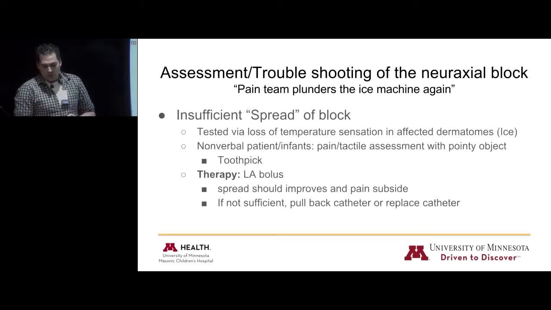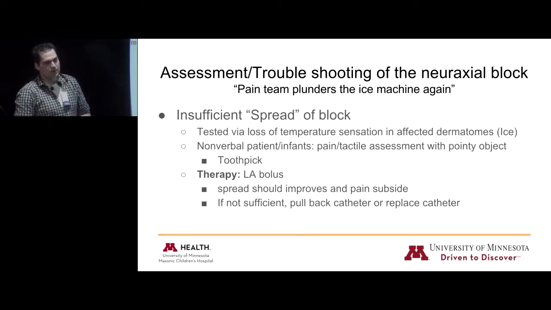So how do we troubleshoot these? If you see us plundering your ice machines on the floor, this is because we're trying to find out where the spread of the block is. We use ice to distinguish where the block works and where it doesn't. So patients should not feel cold in the area where the block works. In infants, that's difficult because they won't tell you. So sometimes we use a pointy object like a toothpick and gently prick and see where they respond more to it.